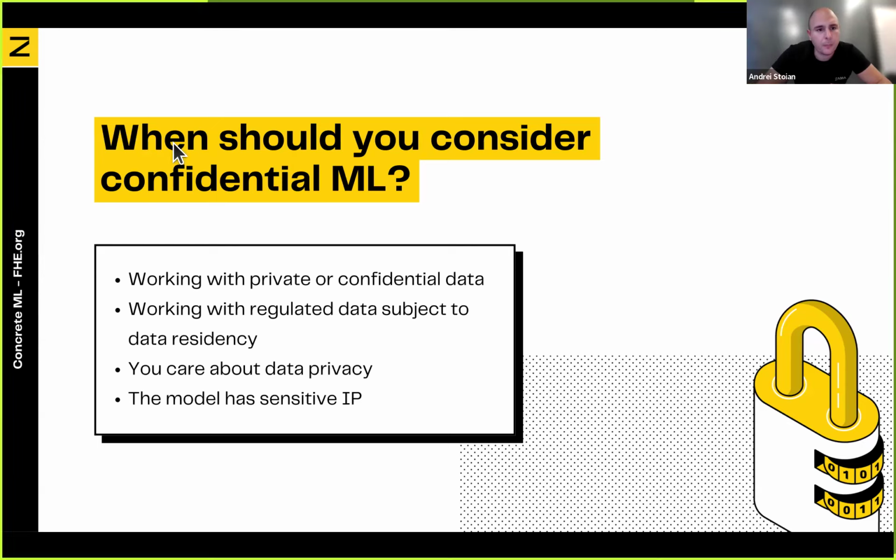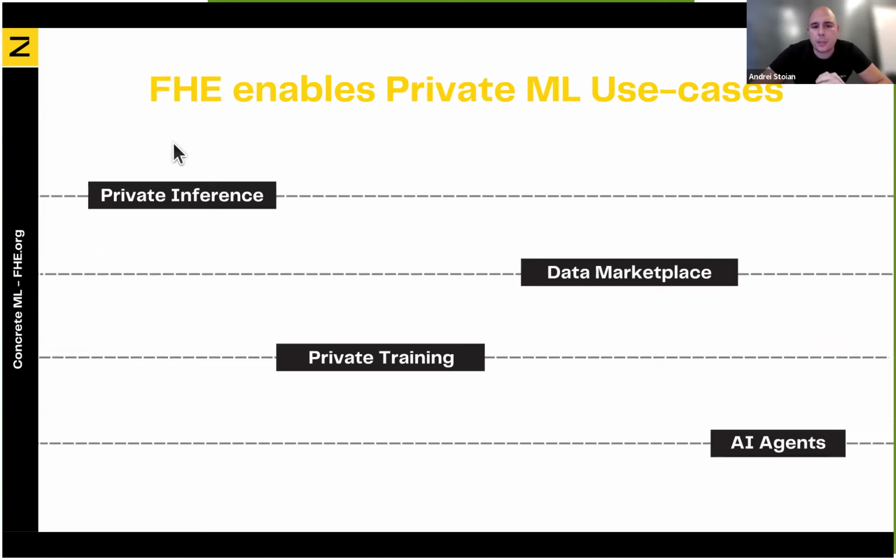So let's look at some use cases. The most maybe intuitive one is private inference, when your data is processed by a cloud service and you would like to keep it secret. So you can get this privacy respected by using FHE and having the server process your encrypted data.